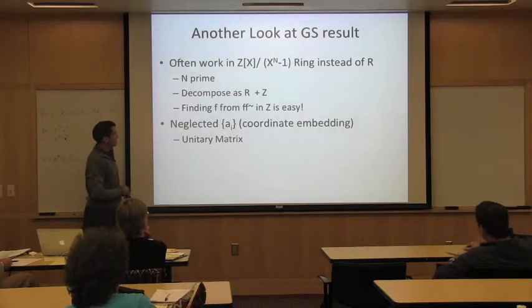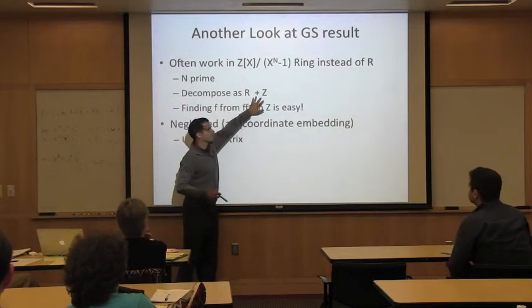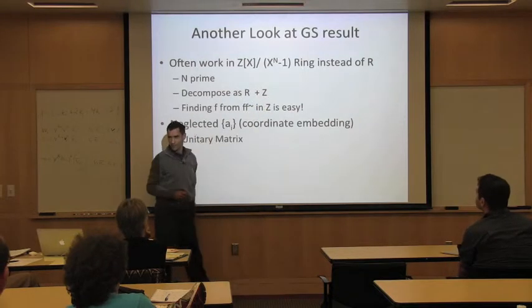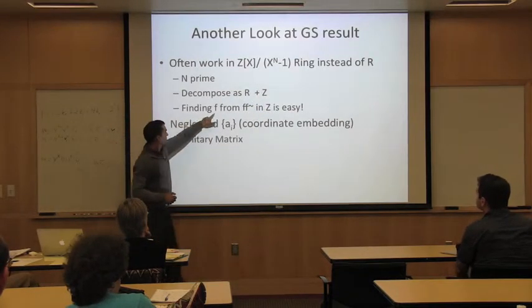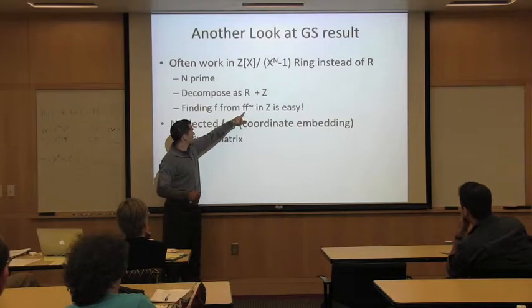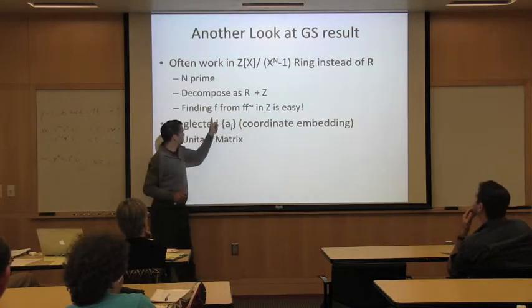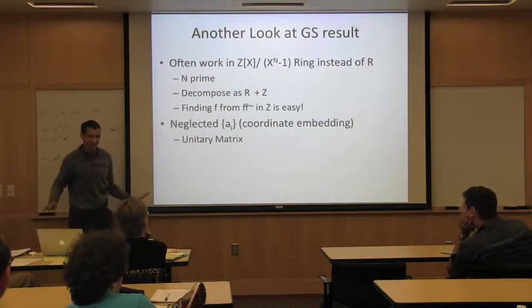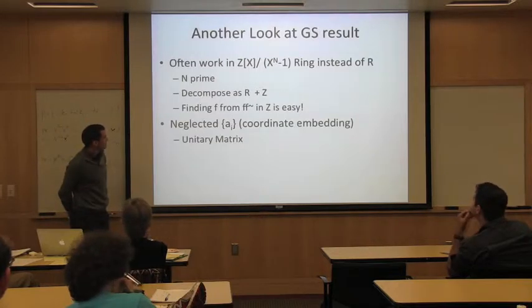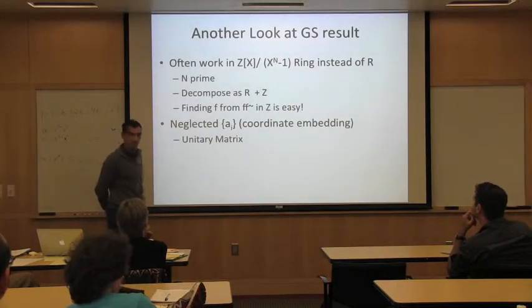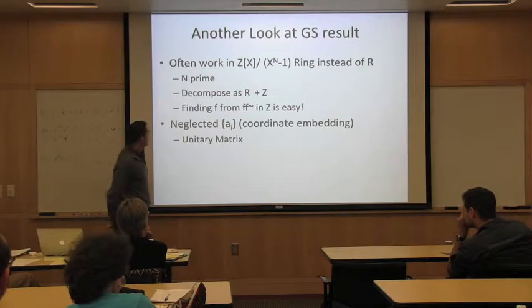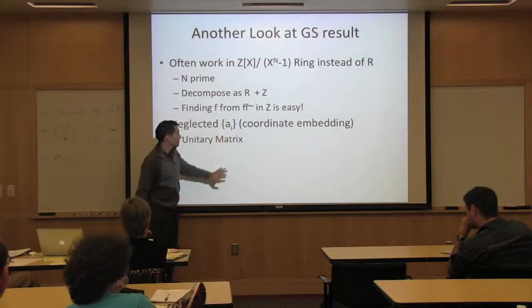And of course, all this algebra stuff is really easy in the Z component, so we pretty much can forget about it. And if you've got f times its complex conjugate in Z, finding f is pretty easy. So we don't need to talk about that. Take the square root. But we didn't really talk too much about these coefficients a sub i in the coordinate embedding.